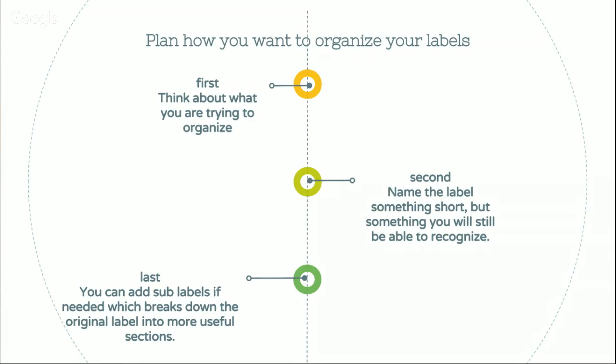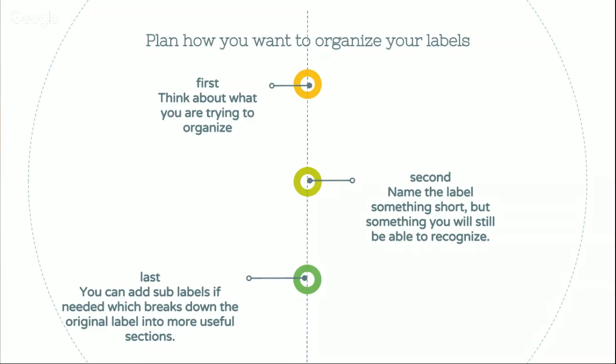So it's just like your filing cabinet when you open up the drawer. So you have your filing cabinet, which is your Gmail account. Then from there, you want to break it down by files or folders, or the labels as Gmail calls it. So first you have to think about what you're trying to organize.